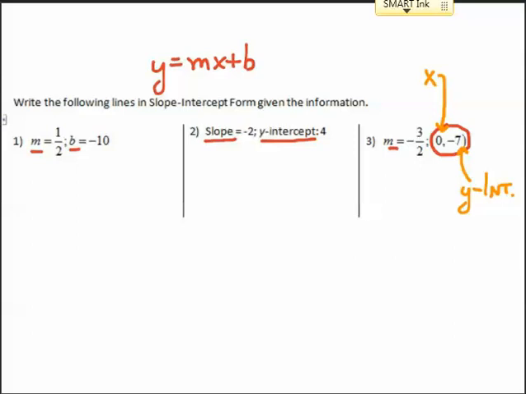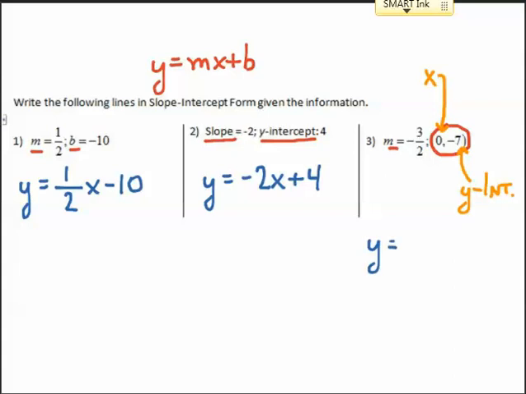So now all I have to do is I just take my m and my b and I put them in the appropriate place. Remember, the m always comes right in front of the x. The b comes right after the x. That's it for number 1. Number 2, same deal. The m, or the slope, comes in front of the x. The y-intercept goes right behind the x. Number 3, m in front of x. The y-intercept, -7, goes right after the x. And that's it. So these should be pretty quick when we're being given those two pieces of information.